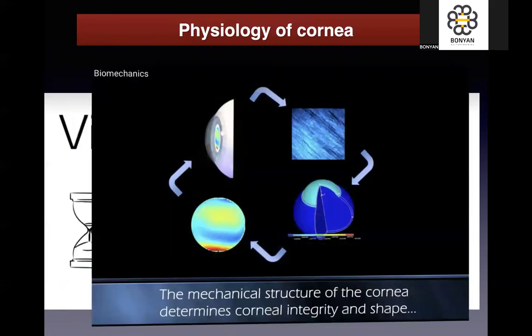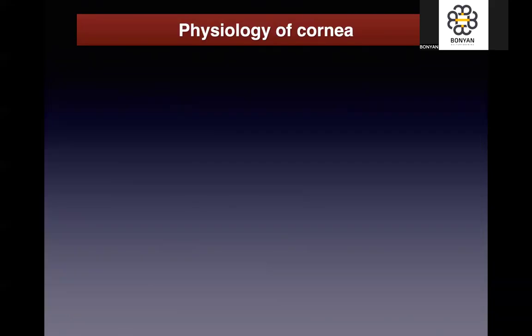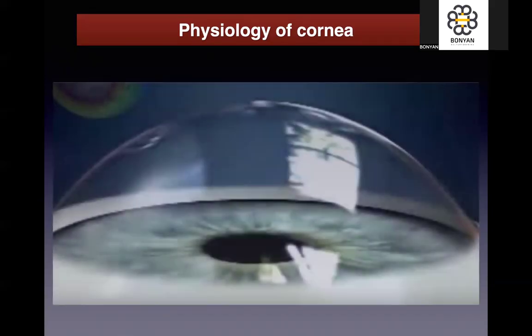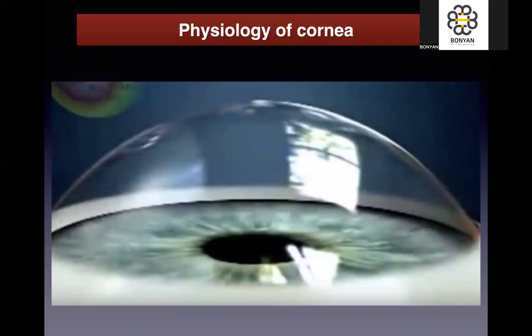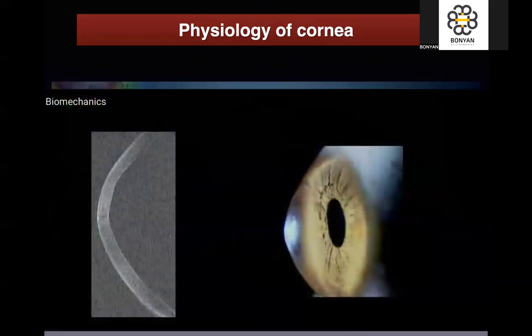So these features are very important to know about the corneal biomechanics. This is the normal cornea, a picture of the normal cornea, and this is a side cut, a side view of the cornea, which is prolate, as you see in both photos.